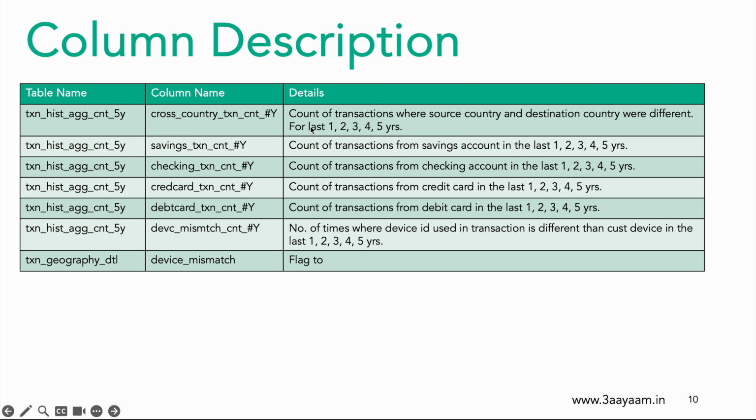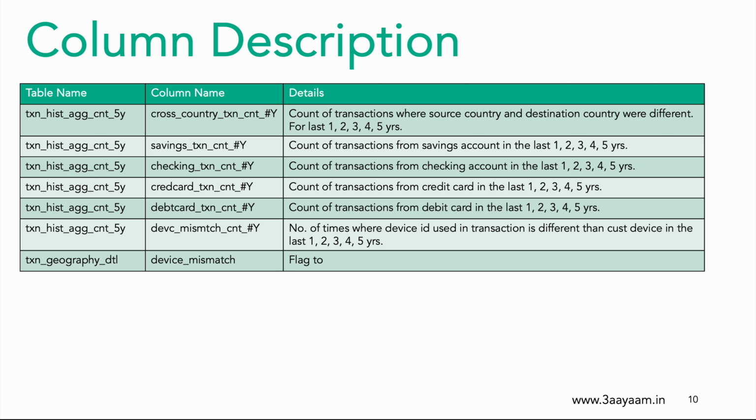Now these columns should contain the count of transactions where the source country and the destination country were different, which is a cross country transaction. And you have to do it for the last 1 year, 2 year, 3 year, 4 year, and 5 year. Now, what should be the last year, what should be the last 2 years, etc.? You have to consider 2027 as the current year. So last year would be 2026, second last year would be 2025, then 2024, and so on.